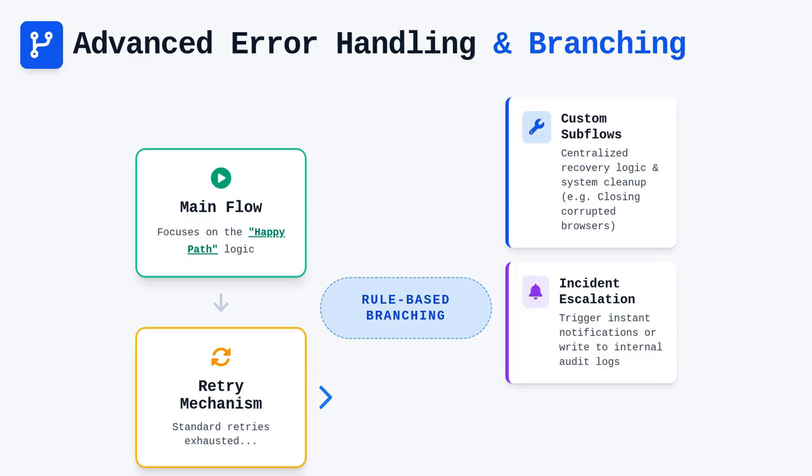Alternatively, you might trigger a notification or write to an internal audit log by invoking subflows designed specifically for incident escalation. This branching capability effectively compartmentalizes the failure, allowing the main logic to remain focused on the happy path while specific error handling subflows manage the anomalies.